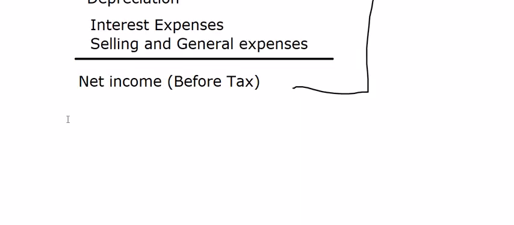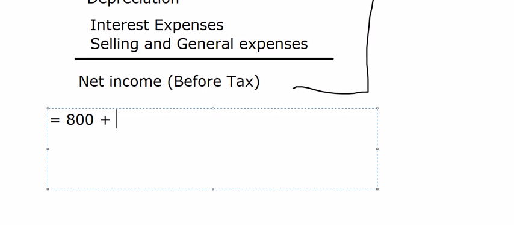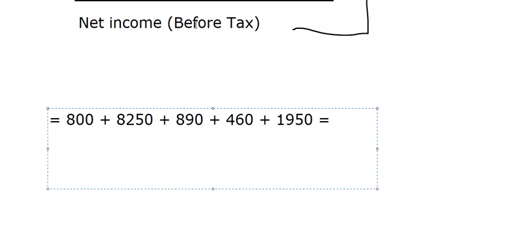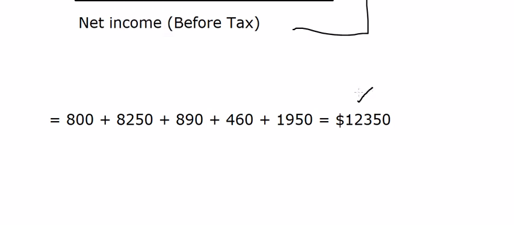So we have 800. We sum cost of goods sold 8,250, depreciation 890, interest expense 460, and the last one, selling and general expense, 1,950. Now you can get the final answer, which should be about 12,350. And this is the sales.